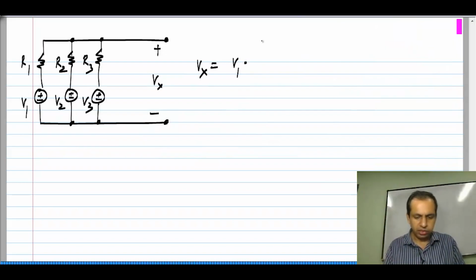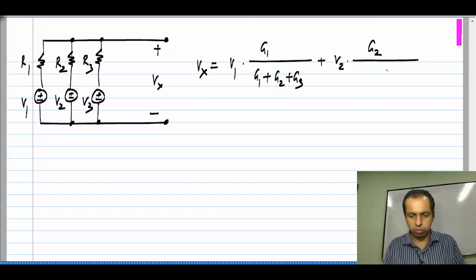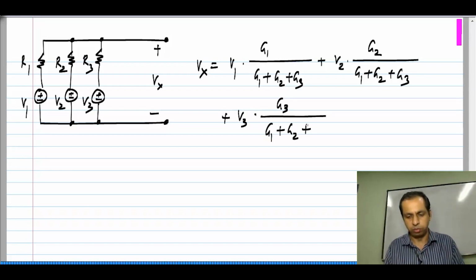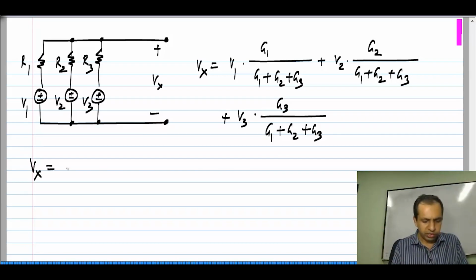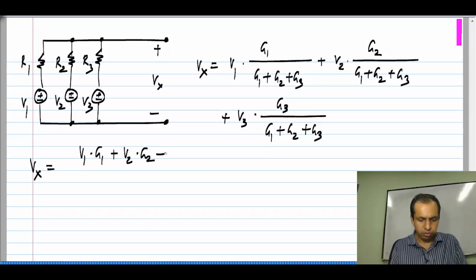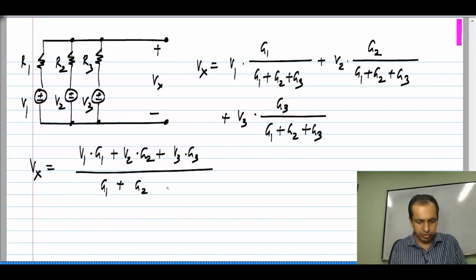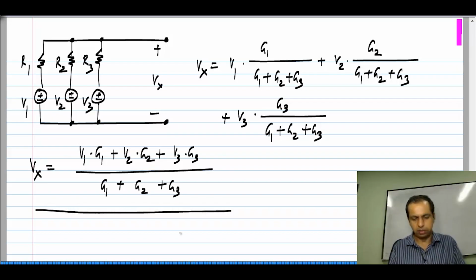So, V x would be in this case V 1 times G 1 by G 1 plus G 2 plus G 3, plus V 2 times G 2 by G 1 plus G 2 plus G 3, plus V 3 times G 3 by G 1 plus G 2 plus G 3. In other words, V x in this case is V 1 times G 1 plus V 2 times G 2 plus V 3 times G 3, divided by G 1 plus G 2 plus G 3. So, quite a simple formula, and you can generalize this if you have a number of more sources.